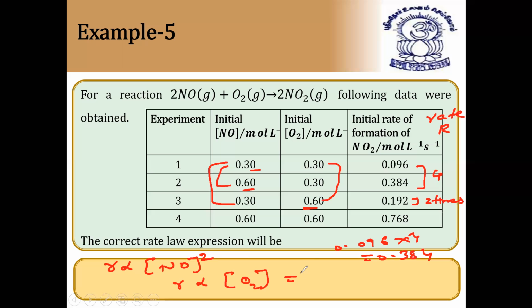Now we can write the rate expression: R is equal to K into the concentration of NO square into the concentration of oxygen only. So this is the answer. And the order of the reaction will be 2 plus 1, that is 3. I hope it is clear. Whenever the data is given in tabular form like this, we have to compare 1 and 2, 1 and 3, and 1 and 4, any experiments, so that we get the perfect data.